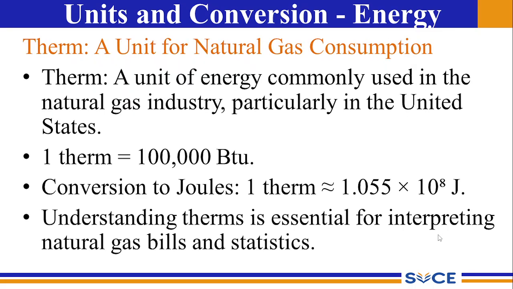So the next one is therm. This is specifically used in the natural gas industry in the United States. Now we are going into the larger level. One therm is equal to 100,000 BTU. Now we already know 1 BTU is equal to 1055 joules. So when you convert to joules, one therm is equal to 1.055 times 10^8 joules.